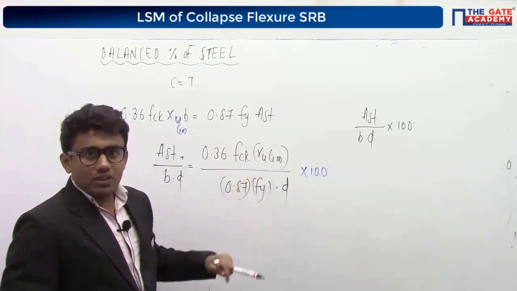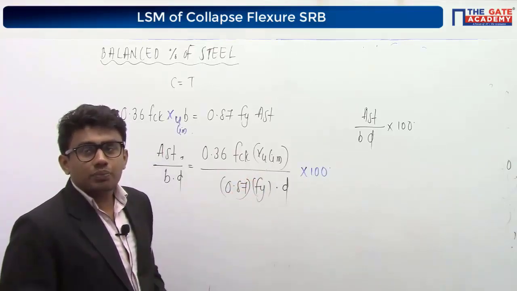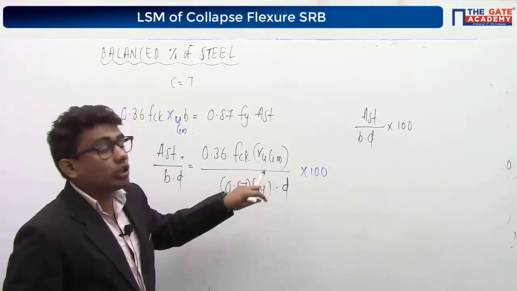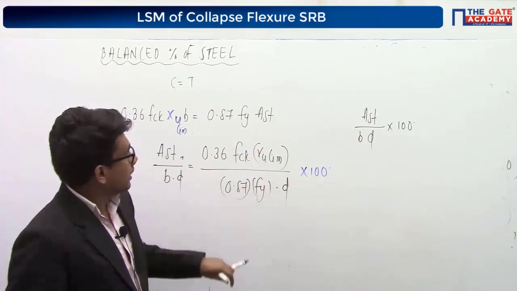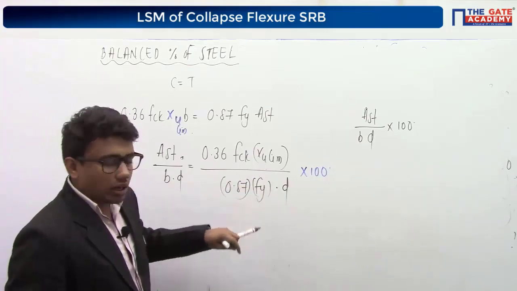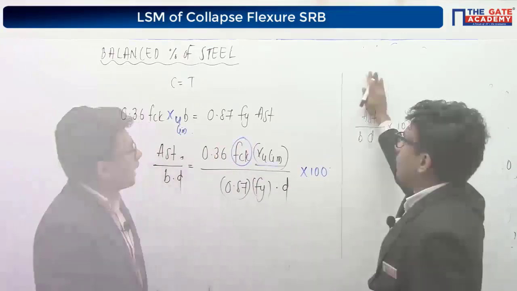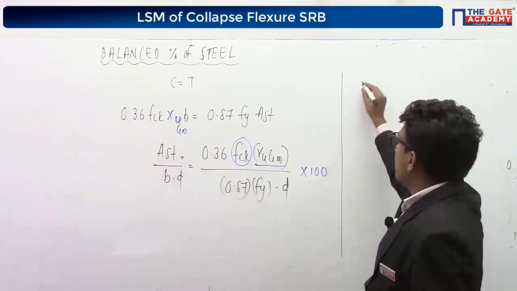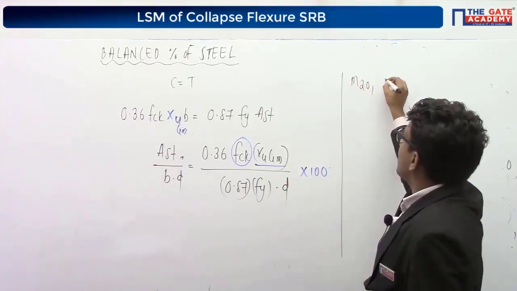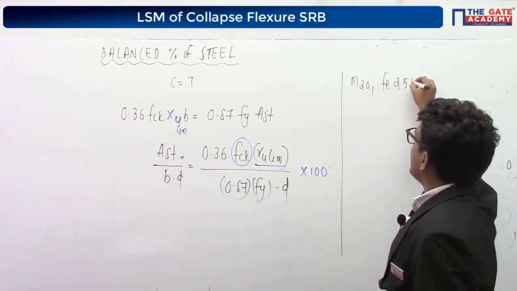XU limit I know. For different grades of steel, I can find the XU limit value, right? I can find the Fy value. If the FCK value is given in the question. The balanced percentage of steel required using M20 grade concrete and Fe250 grade steel, right?